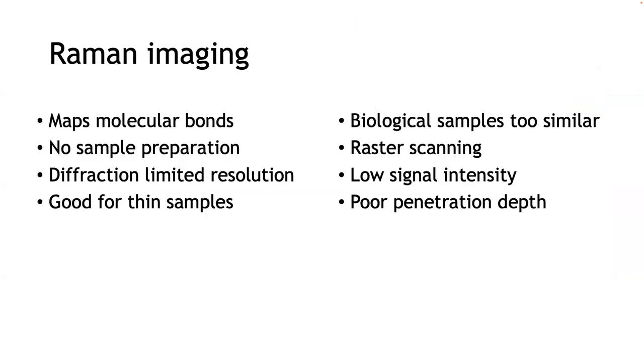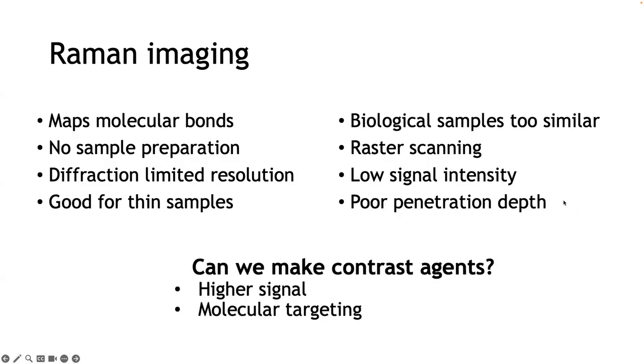So this is what we've seen. Raman imaging can map the molecular bonds. We don't need any sample preparation, have a really good resolution, very good for thin samples. However, biological samples are way too similar. We need to do raster scanning that takes a lot of time. We don't have very much signal, so we need more time, and we cannot deal with thick samples.